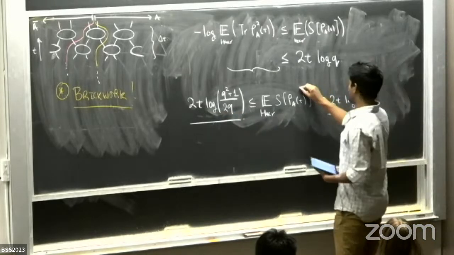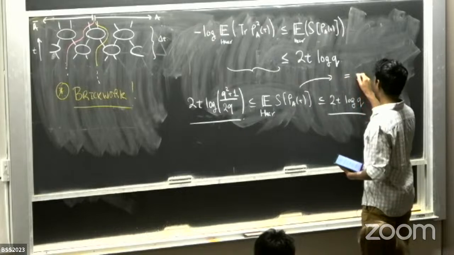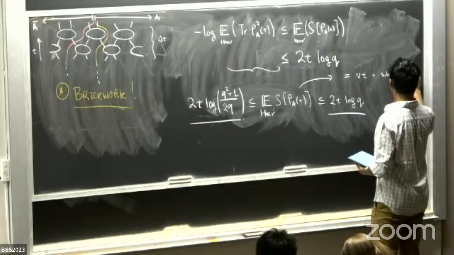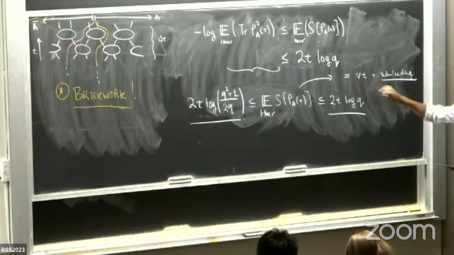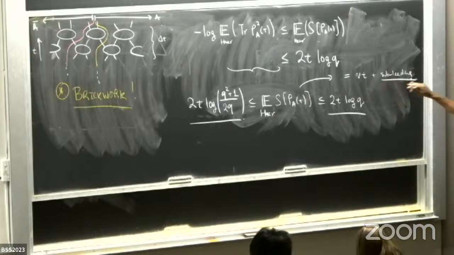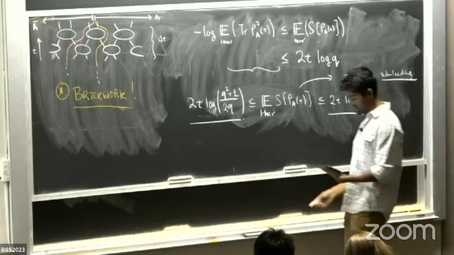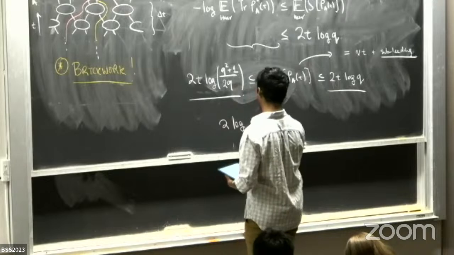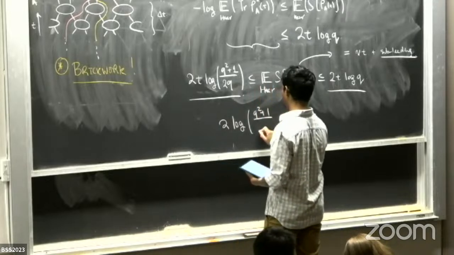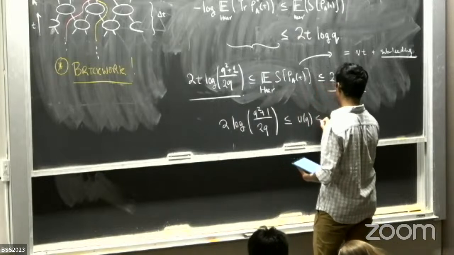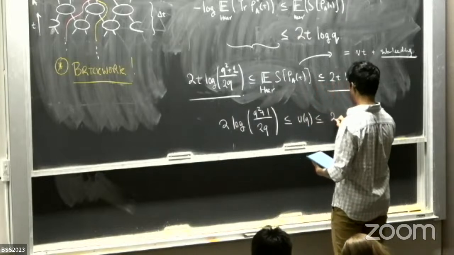If we imagine that this is given by vt plus subleading in time corrections, where v is often called an entanglement velocity, which is maybe a little bit confusing because we haven't introduced any length scales yet. It's a growth rate for now. It's not really a velocity. Then what we've shown is that 2 log of q squared plus 1 over 2q is less than or equal to v less than or equal to 2.